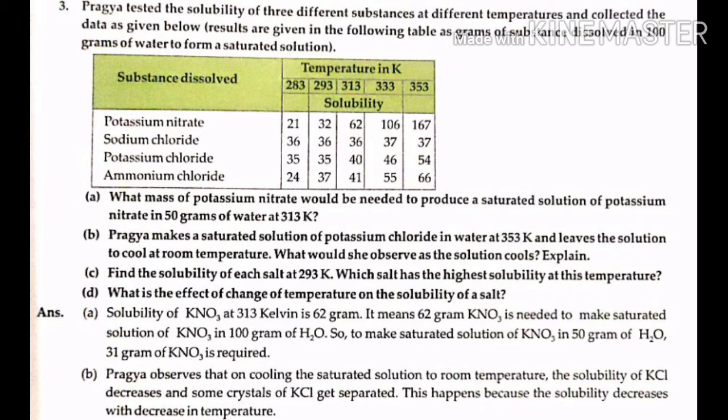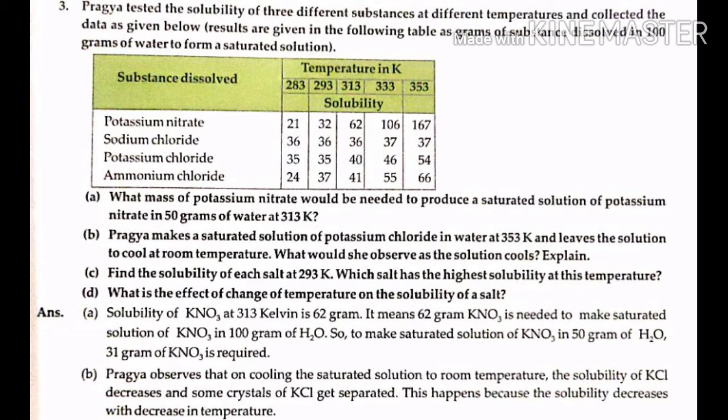Question number 3. Parasatkhi tested the solubility of 3 different substances at different temperatures and collected the data as given below. Results are given in the following table as grams of substance dissolved in 100 grams of water to form a saturated solution. Substance dissolved, temperature in Kelvin, that is at 283, 293, 313, 333, 353, solubilities are given.